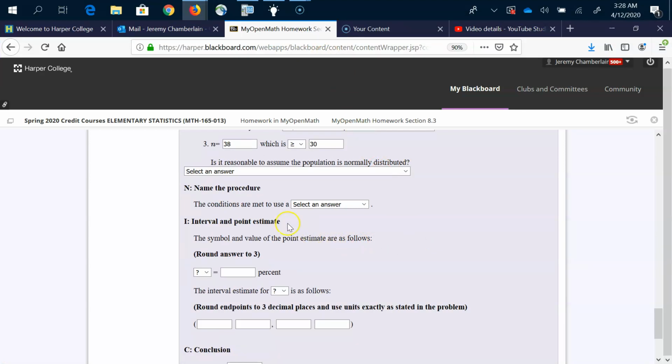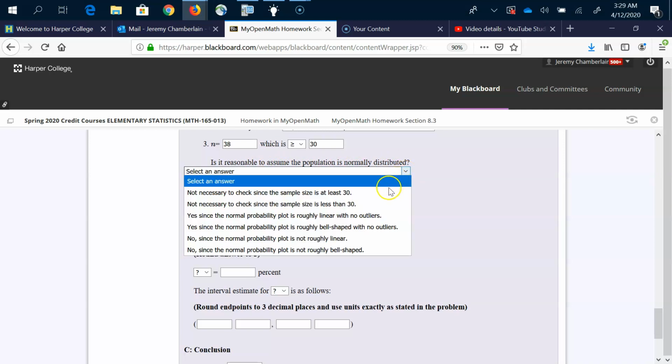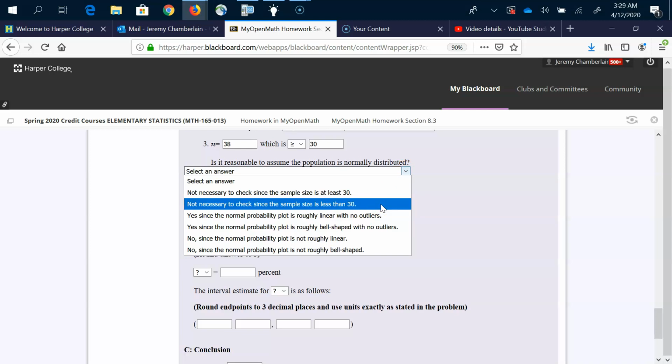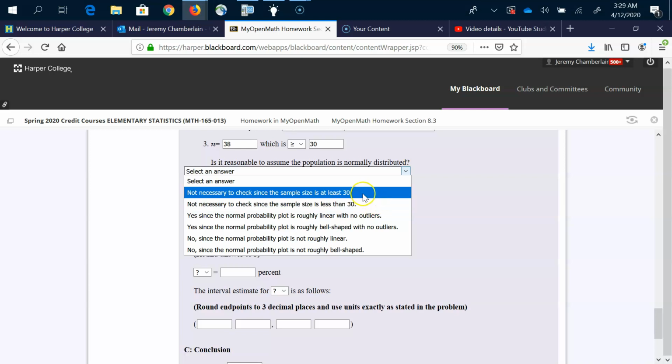All right. Now it says, is it reasonable to assume the population is normally distributed? Yes, that's why we check those assumptions. Not necessary to check since the sample size is at least 30. Okay. Now if we would have had 20 in our sample, 16, 10, 29, we would actually have to check the normal probability plot to see if it was roughly linear with no outliers. But we don't have that.